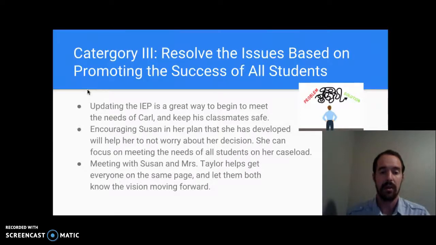Meeting with Susan and Mrs. Taylor would help them get on the same page and allow them both to see vision moving forward. This is extremely vital to the success of Carl's IEP being followed.